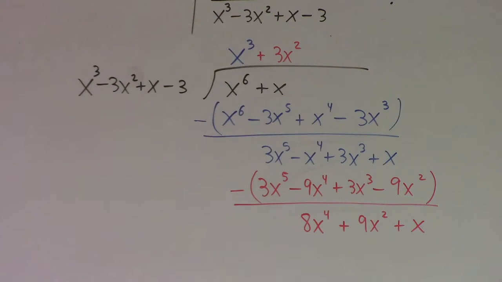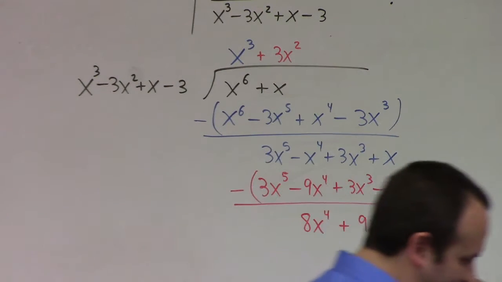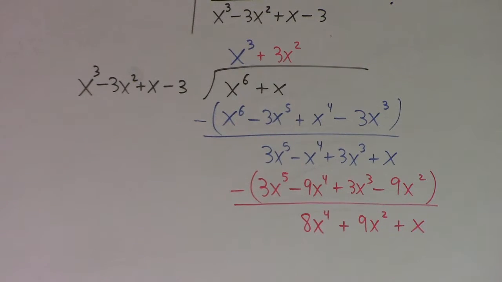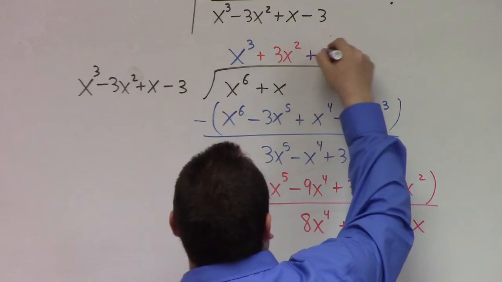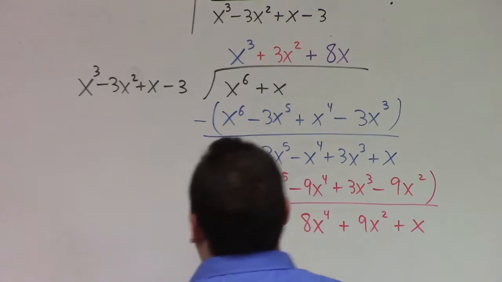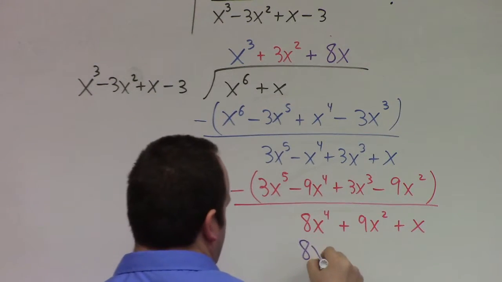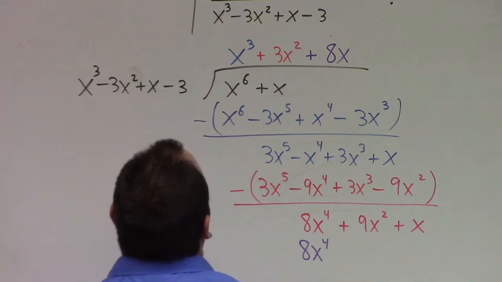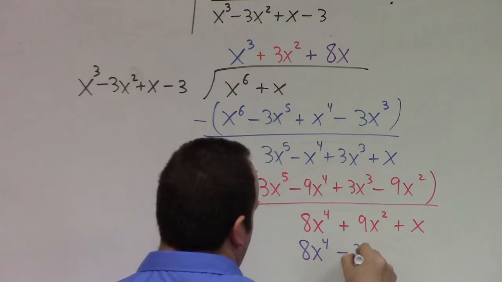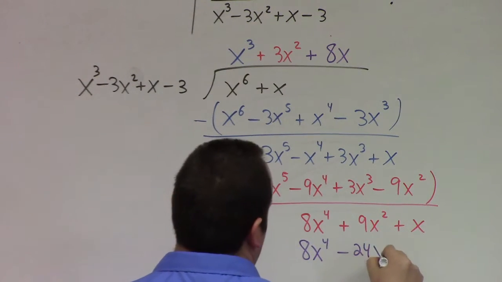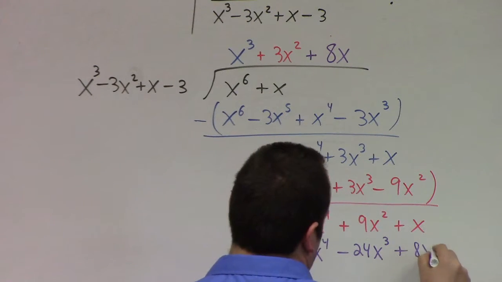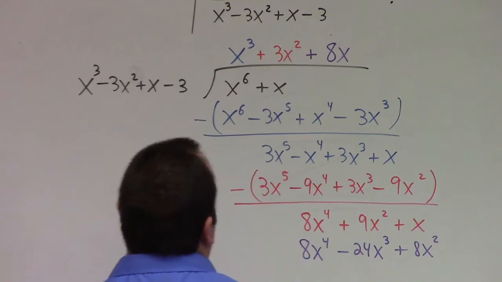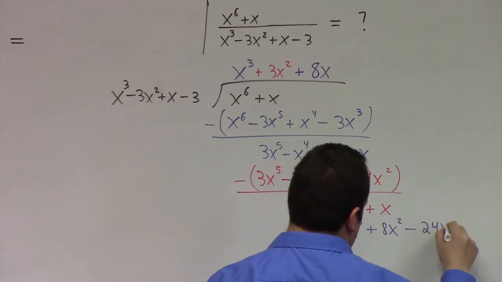What's my next term? You guys agree? Plus 8x? Looks good to me. All right, so that's 8x to the fourth, minus 24x cubed, plus 8x squared, minus 24x.